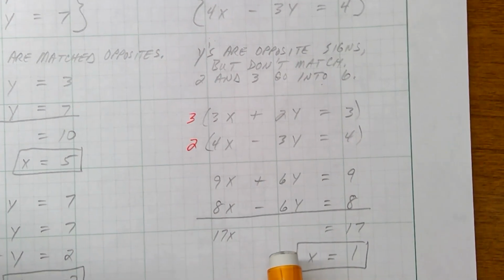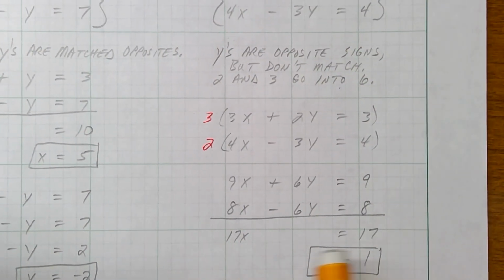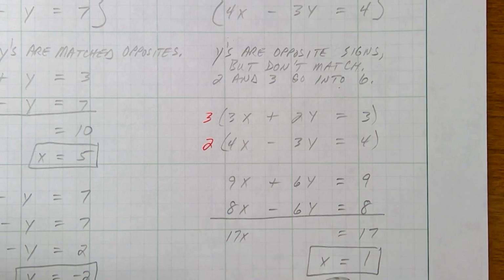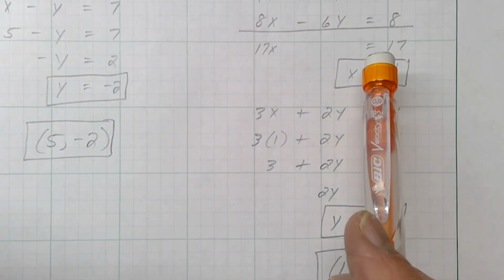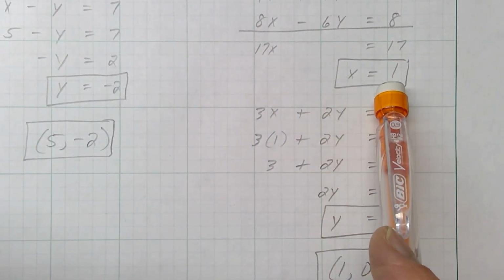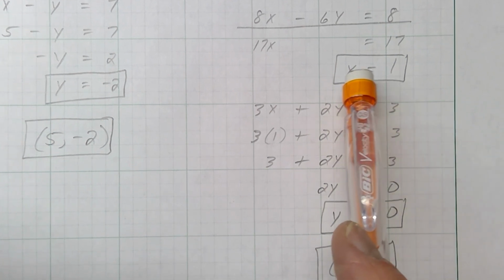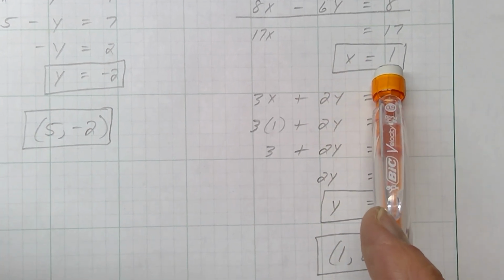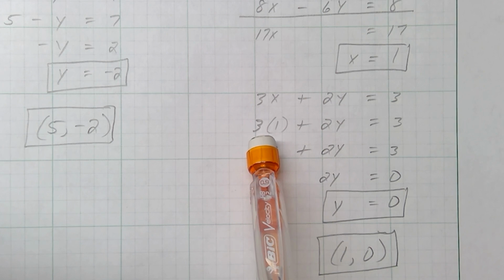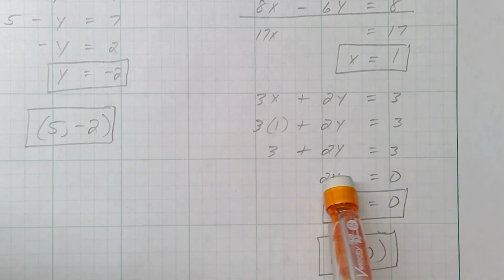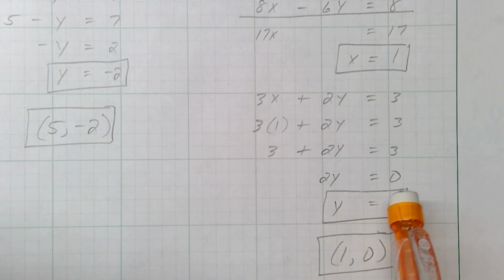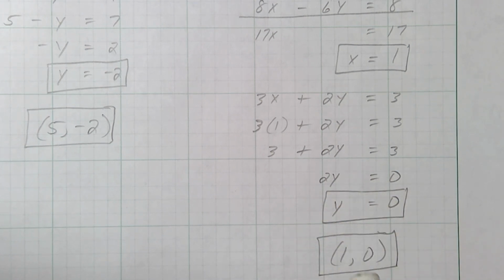I eliminated the y's. 17x equals 7, divide by 17, divide by 17, x is 1. Once you do that, just go up and grab either one of these equations and replace x with 1. Equals means can be replaced by. X can be replaced by 1. So replace your x by 1. 3 times 1 is 3. Let's minus 3, minus 3. 2y is 0. Divide by 2, divide by 2, y is 0. So 1, 0 is our ordered pair using elimination.